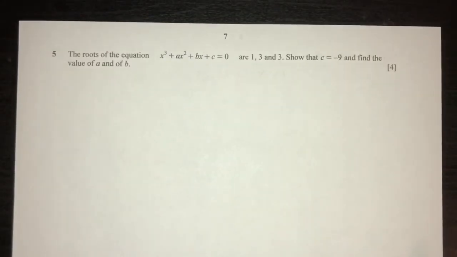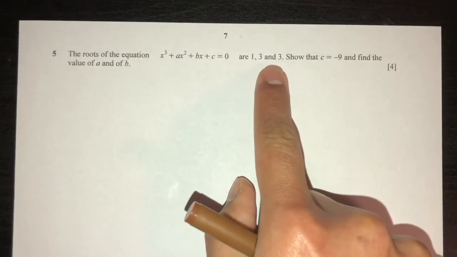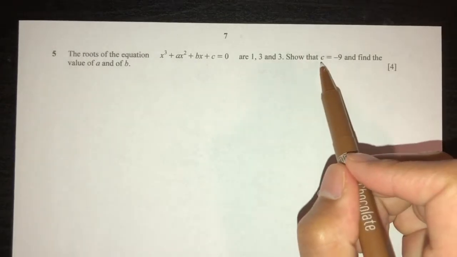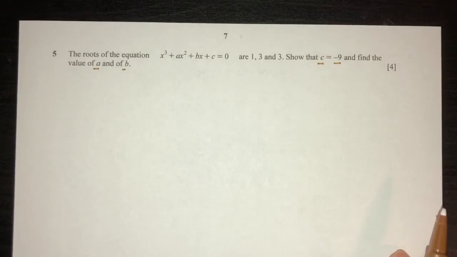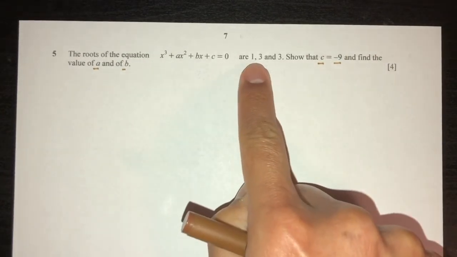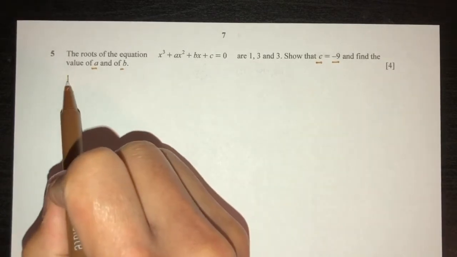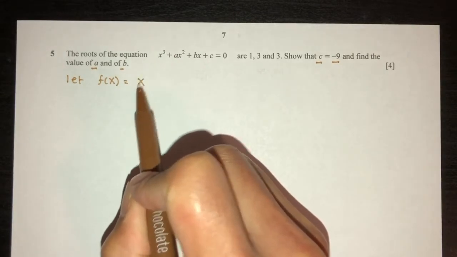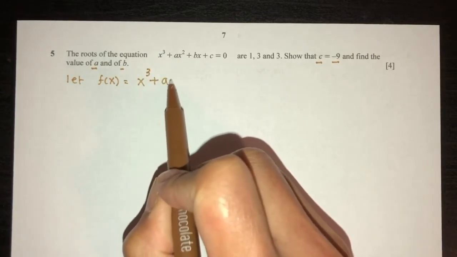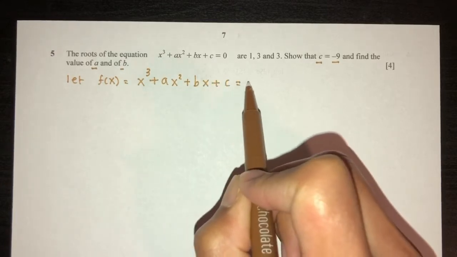Now let's move on to question number 5. So the roots of the equation are 1, 3, 3. Show that the value of c is this, and find the value of a and b. So pretty easy. Whenever you know the roots of these, we can use the theorem. We can first let f of x equal to your function, which is x to the power 3 plus ax squared plus bx plus c equal to 0.